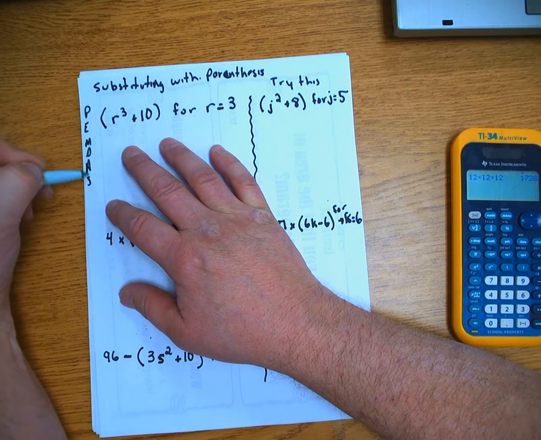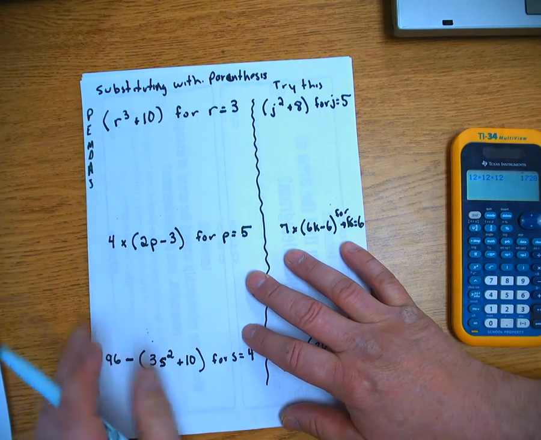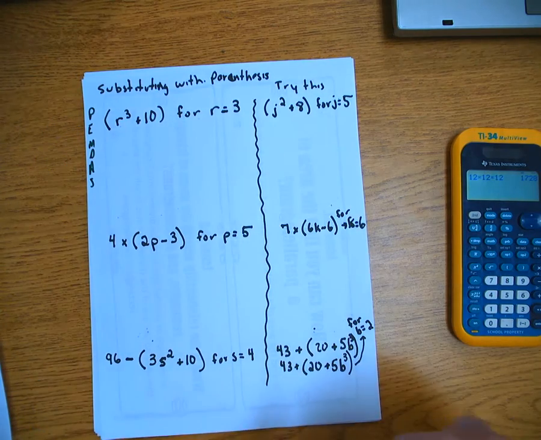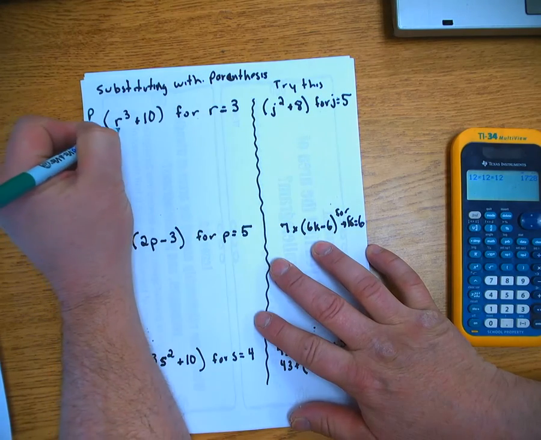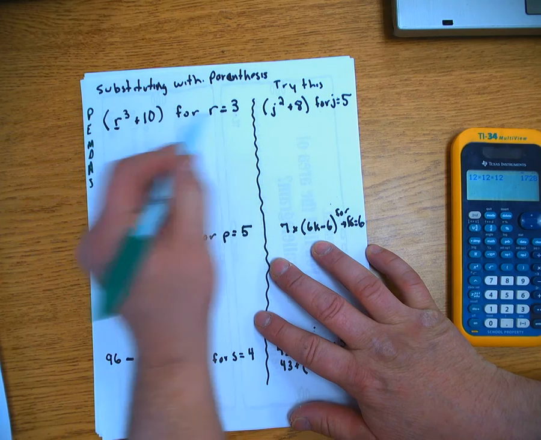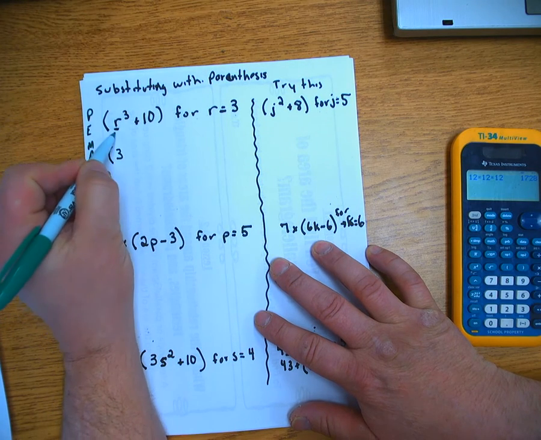Parentheses, exponents, multiplication or division. Okay, we first substitute, solve. It's already written for you, so we can just go straight to the substitution. R to the third. This means R is going to equal 3. So I'm going to put my parentheses, put my 3 in place of the R.